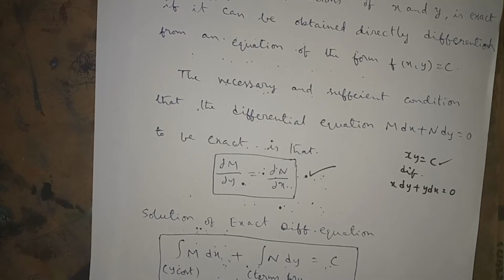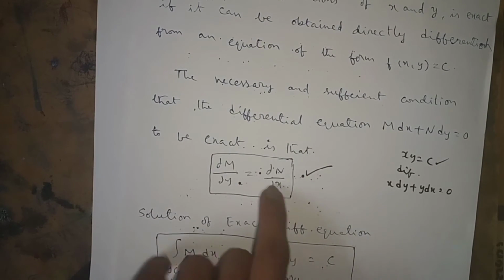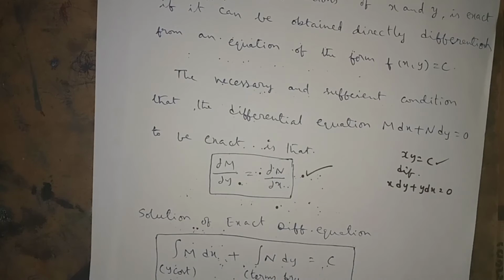∂M/∂y is equal to ∂N/∂x. This is the necessary and sufficient condition. If this is equal to this, then only we say that the given equation M dx plus N dy is equal to 0 is exact.